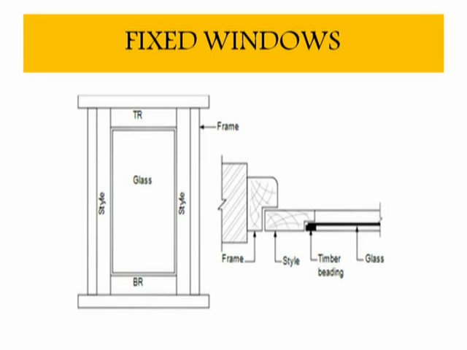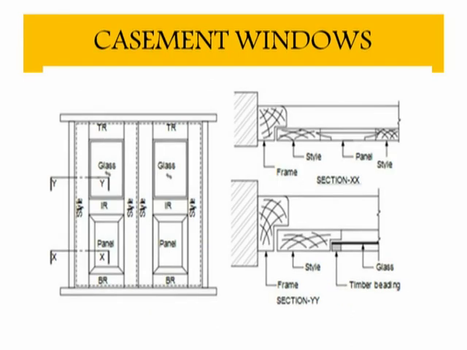This is a sketch of a fixed window in which the frame of the glass is provided for the window. Here you can see the frame, style, and the glass. Normally, the windows are provided with glass. This type of window, which is fixed with the frame, is also constructed as a casement window.